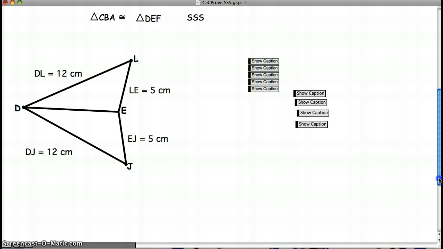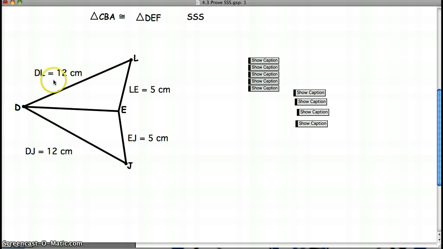All right, so let's look at these two triangles. We have triangle DLE. DL has a length of 12 centimeters, and LE has a length of 5 centimeters. On the other side, we have a triangle, I said DLE, so now we have DJE. DJ is 12 centimeters and EJ is 5 centimeters. So here you have two congruent sides for sure. What side do we not know yet? That's right, that DE side. We don't know if it's congruent or not.